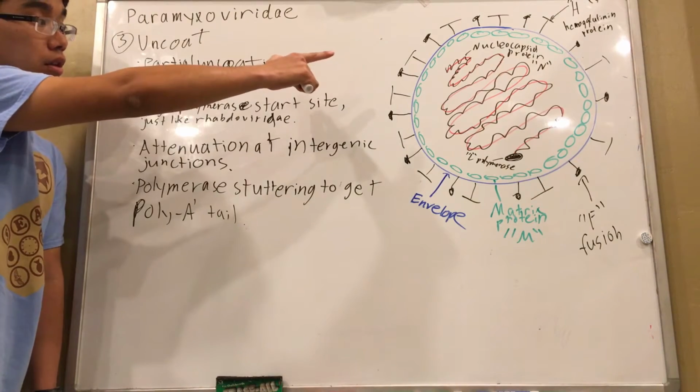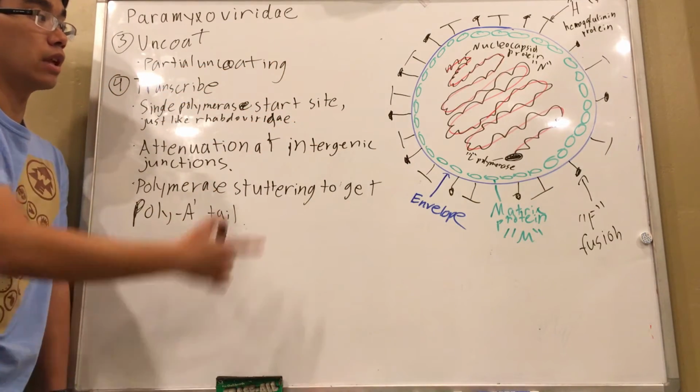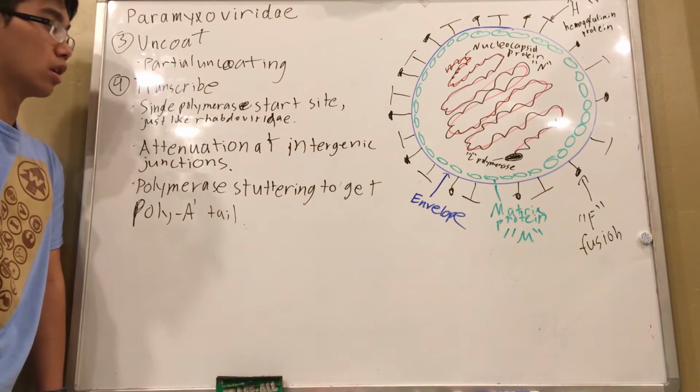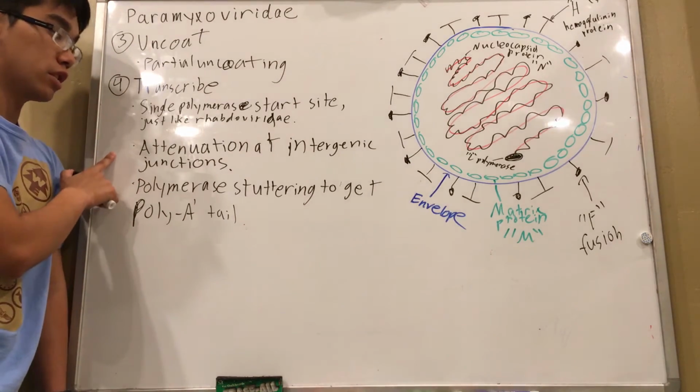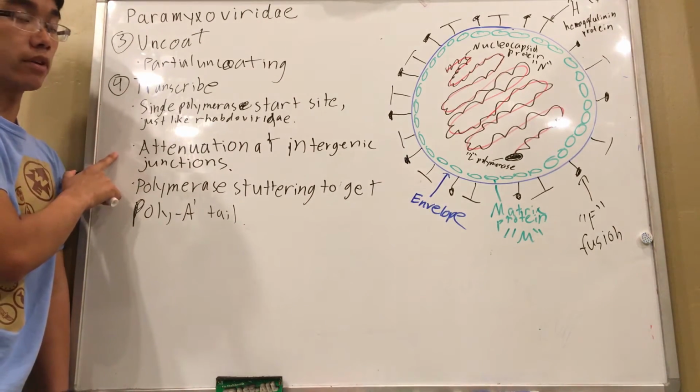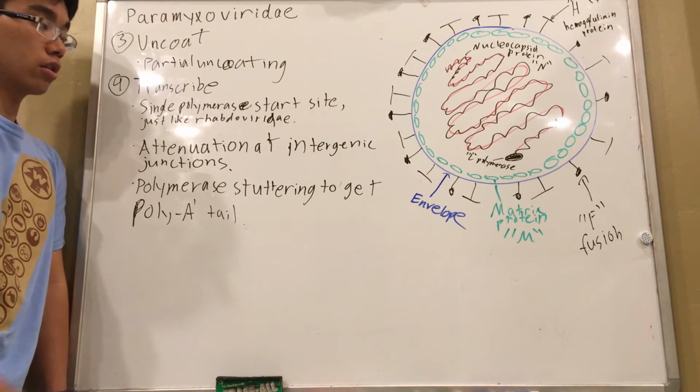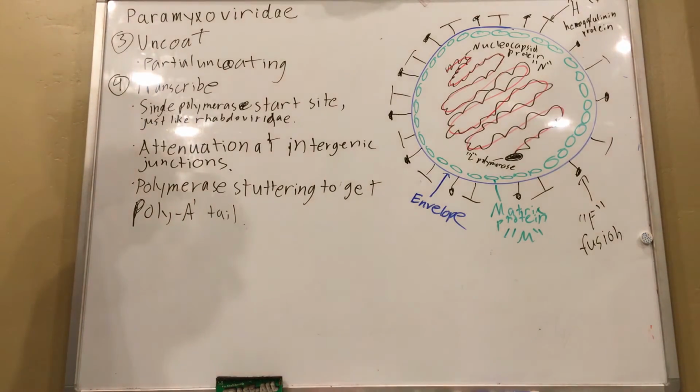For example, nucleocapsid protein, you're going to need more of that than your polymerase, which is an enzyme. You don't need as much enzyme as you do structural protein. So attenuation happens, and again, similar to Rhabdoviridae. And then polymerase stuttering, just like Rhabdoviridae.